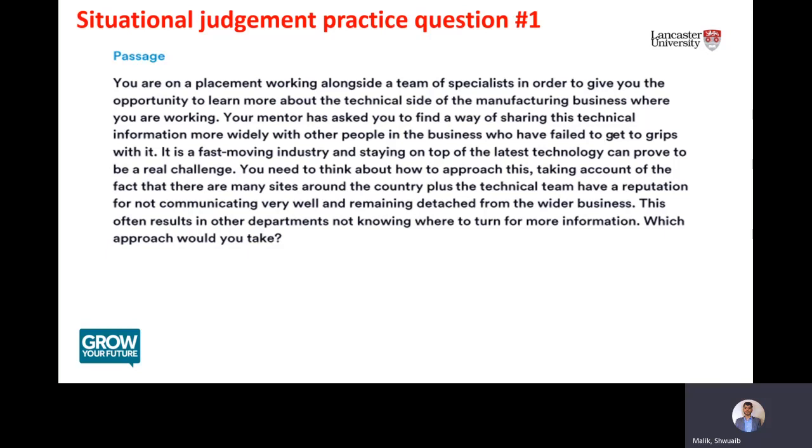In the scenario, there will be an issue at hand, and you'll be given several responses, and you need to weigh up these responses and select either the most effective and least effective course of action, or you need to rank these responses from 1 to 4 or 1 to 5, depending on what you'd most likely do and least likely do. With this particular question, we've got a passage, as you would in any situational judgment test question.